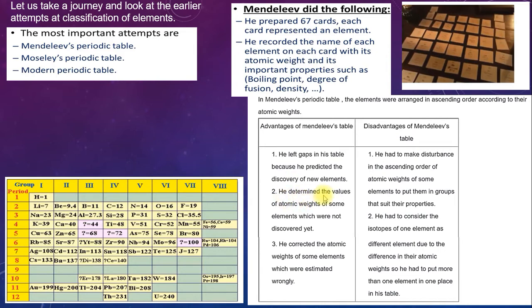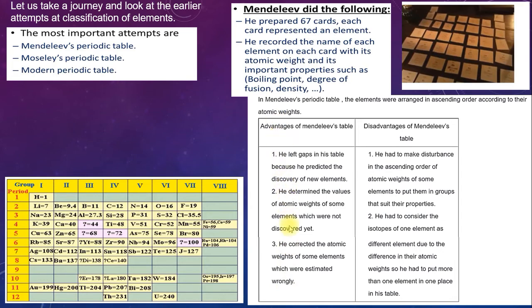Then he determined the value of the atomic weight. So he thought about the atomic weights for the elements which were not discovered yet. He also predicted that each element has an atomic weight, to arrange the elements according to this number. Also, he corrected the atomic weight for some elements which were estimated wrongly.